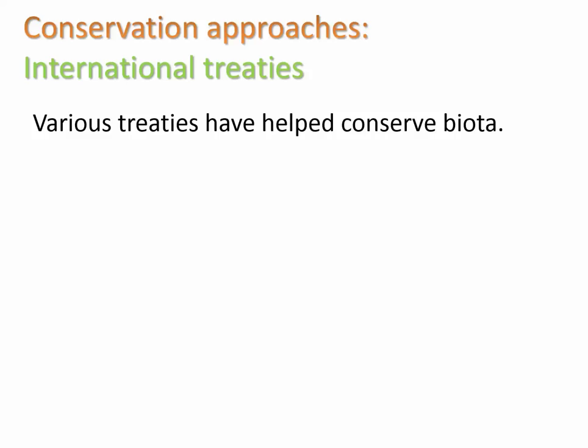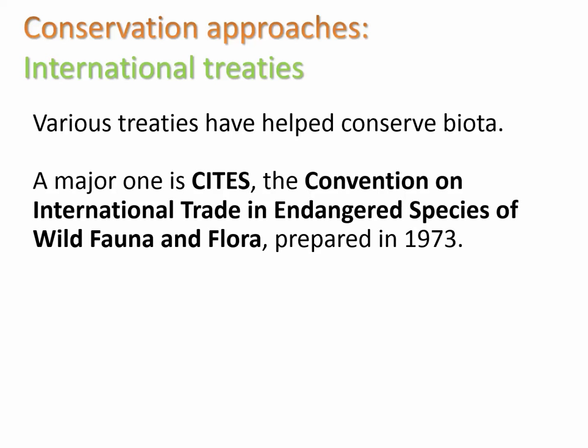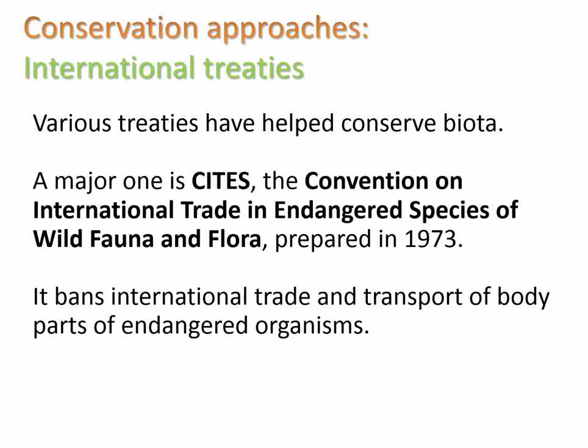International treaties are yet a different approach. These are various treaties that have helped conserve biota, or living organisms. And one major one is CITES, and this is one that you need to know for sure. This stands for Convention on International Trade in Endangered Species of Wild Fauna and Flora. It was written in 1973, and what it does specifically is it bans international trade and transport of body parts of endangered organisms. So this can help reduce, for example, the trade of elephant tusks.